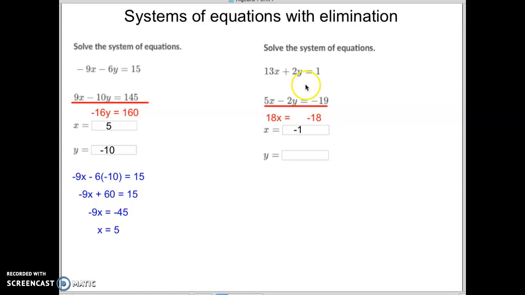Pretty simple. We'll then take the top equation. We will plug in our x value of negative 1 right up there. And negative 1 times 13 is negative 13. We will then add 13 to both sides and we get 2y equals 14. We will then divide both sides by 2 and we get y equals 7.